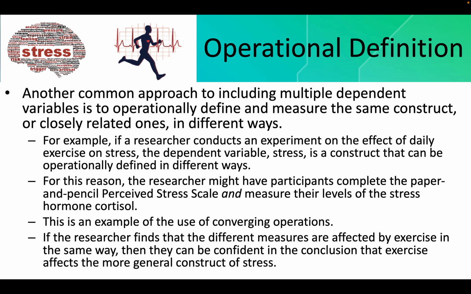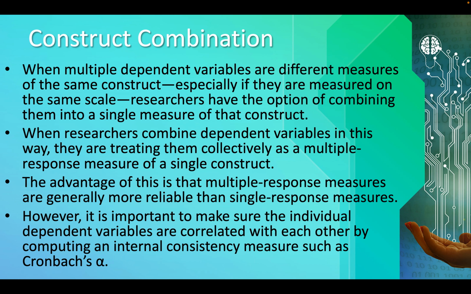If the researcher finds that the different measures are affected by exercise in the same way, then they can be confident in the conclusion that exercise affects the more general construct of stress. When multiple dependent variables are different measures of the same construct, especially if they are measured on the same scale, researchers have the option of combining them into a single measure of that construct. When researchers combine dependent variables in this way, they're treating them collectively as a multiple response measure of a single construct. The advantage of this is that multiple response measures are generally more reliable than single response measures.